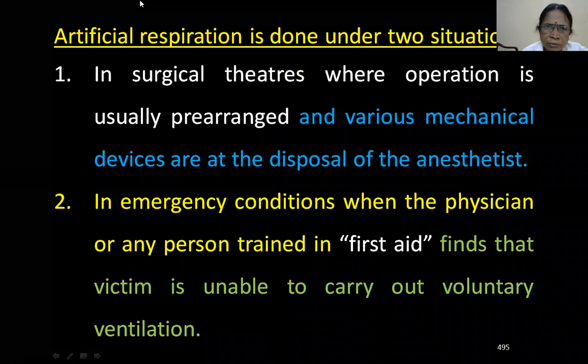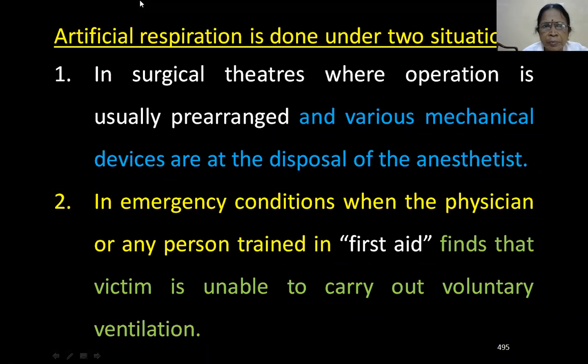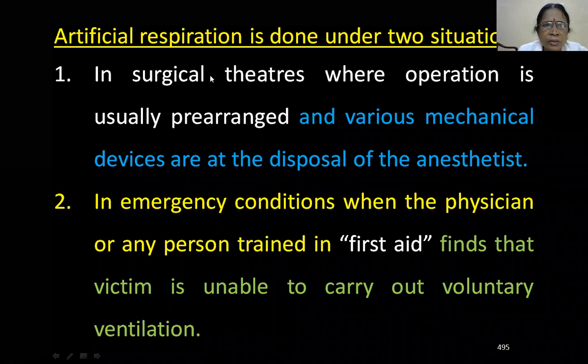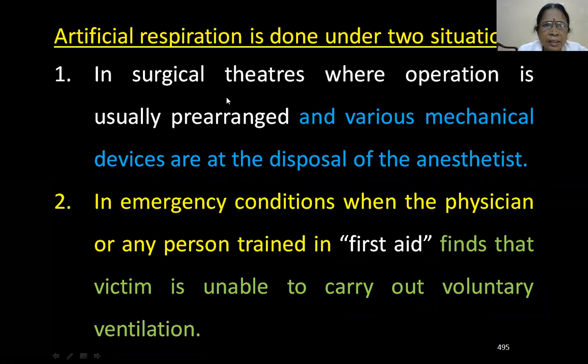It is done under two situations. One is in surgical theaters. Here, an operation is pre-arranged, we plan the operation, and the mechanical devices are there. The anesthetist sees that the respiration is maintained artificially, even if the patient is anesthetized. Therefore, we mainly see this setup in surgical theaters. This ensures that the respiration and heart are properly maintained.